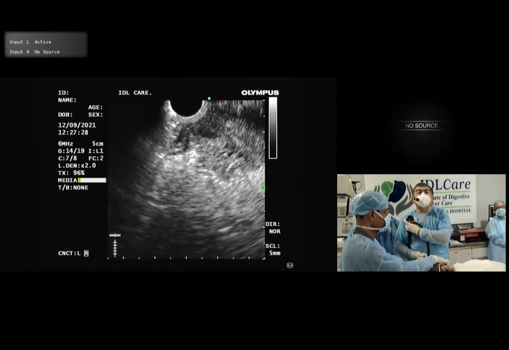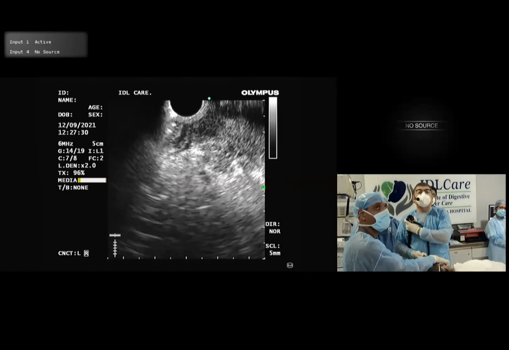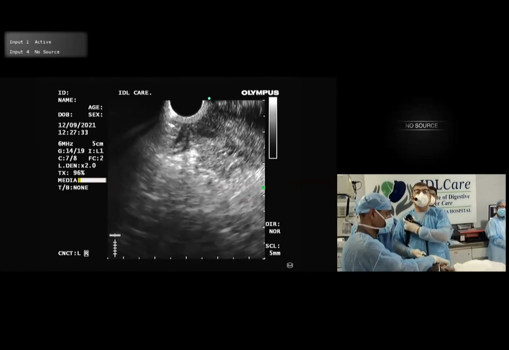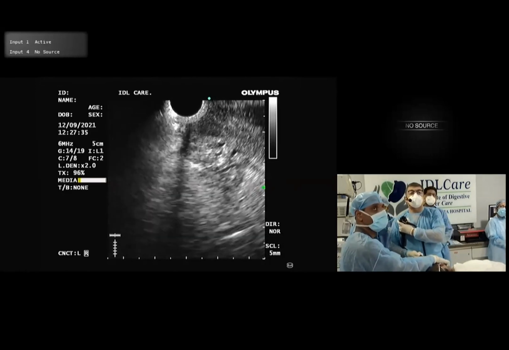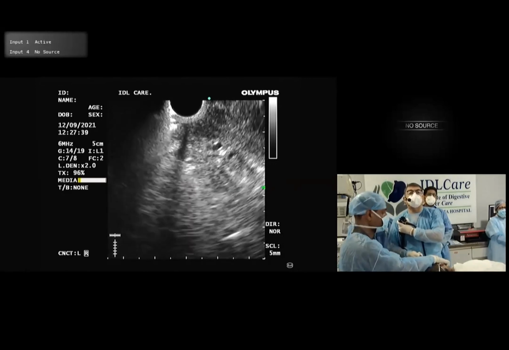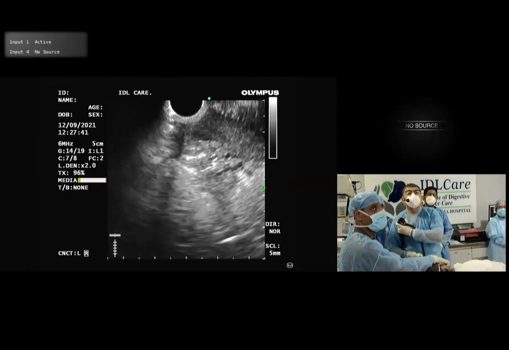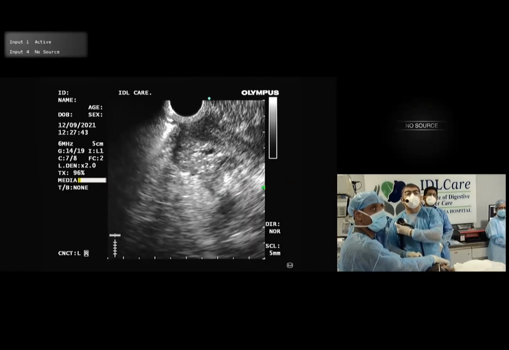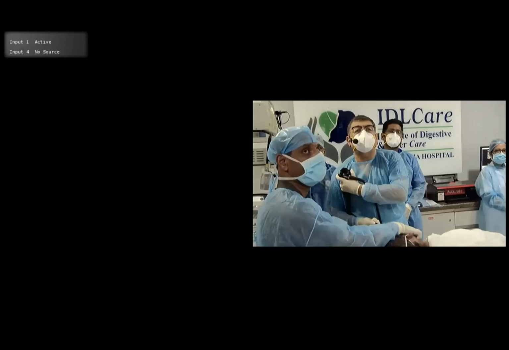I am gently withdrawing now. Little clockwise, anti-clockwise twist so that you examine the entire pancreas. Like this, slowly, slowly. Keep withdrawing. See, it looks bulky, but I don't think there is a mass here.